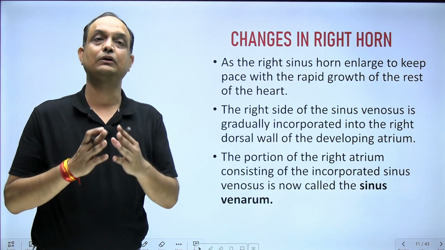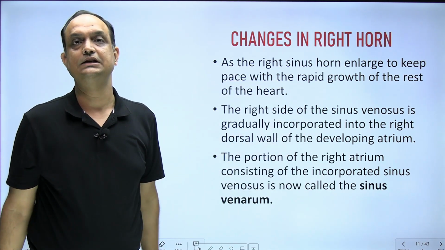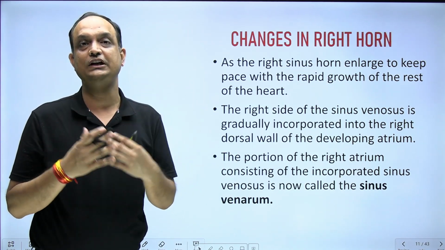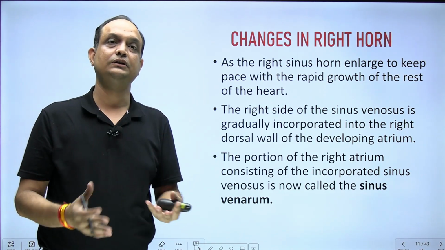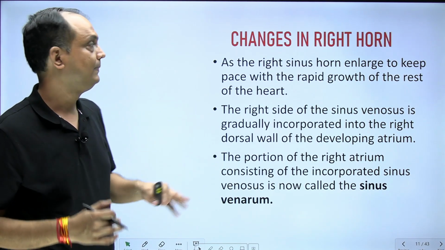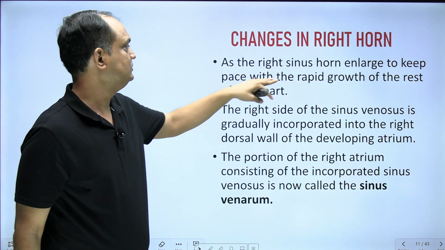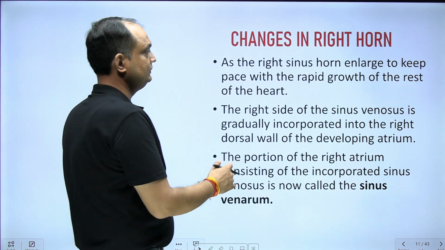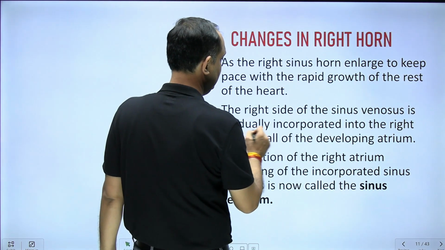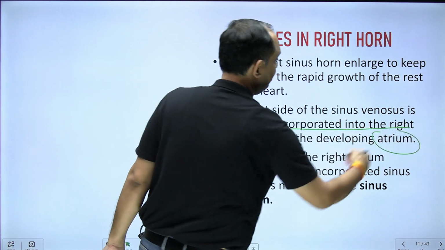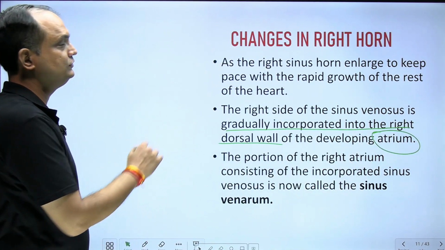So right horn increases or enlarges in size. Why does it enlarge? Because it is receiving more and more venous blood, and also it is receiving a greater amount of oxygenated blood from the left umbilical vein. So as the right horn enlarges to keep pace with the rapid growth of the rest of the heart, the right side of the sinus venosus is gradually incorporated into the right dorsal wall of the developing right atrium. So what is the future of right horn?